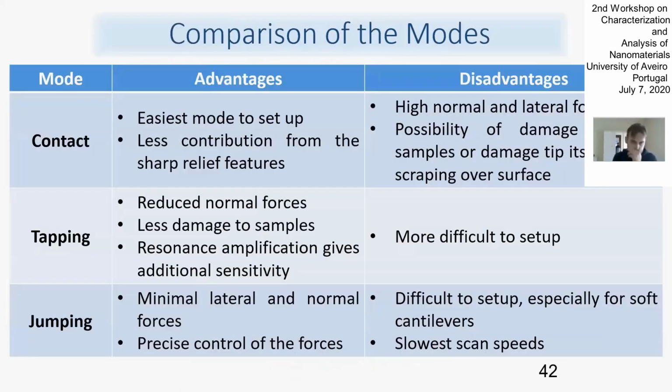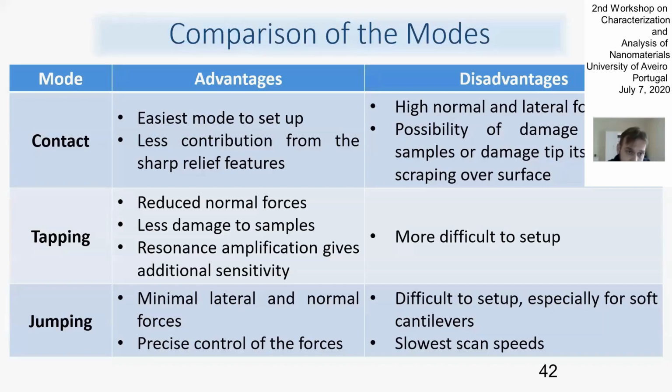And this is a comparison list of the 3 major regimes of atomic force microscopy. So in contact mode, it's very easy to set up. You can have fewer contributions from the relief features. The disadvantage is that you apply really high normal and lateral forces, and you can possibly damage soft samples by the interaction of the tip and surface.